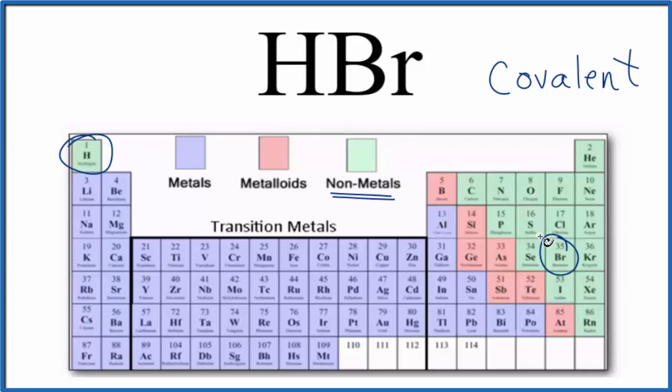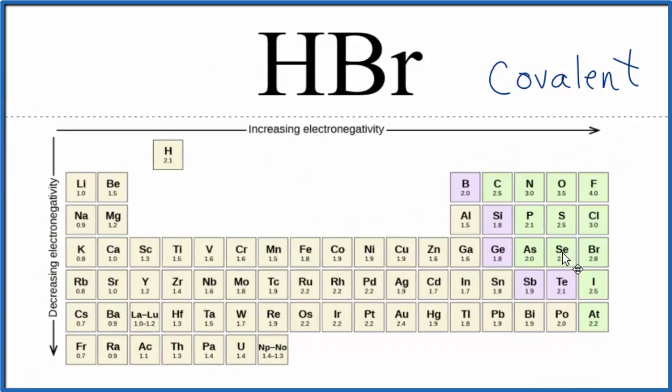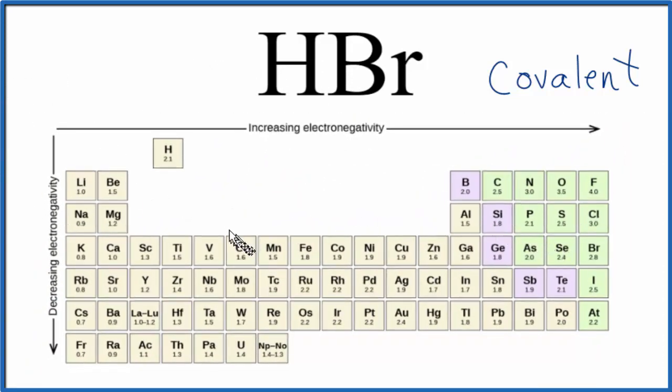Let's take a look at the difference in electronegativity between the hydrogen and the bromine atom. So here's the periodic table arranged with the electronegativity written, and we find hydrogen right here, which is 2.1, and then bromine 2.8. So the difference, 2.8 minus 2.1, is only 0.7. So that's the difference in electronegativity between the hydrogen and the bromine.